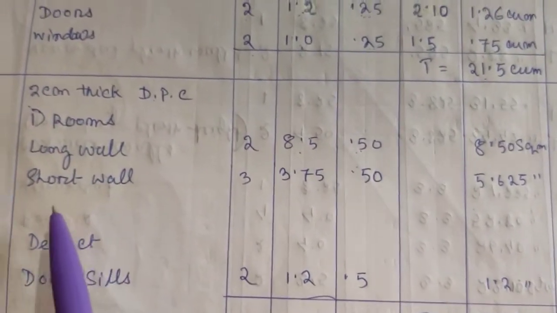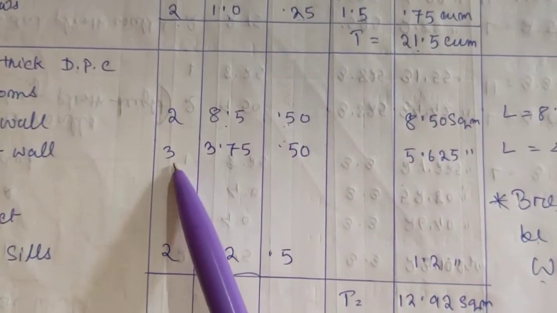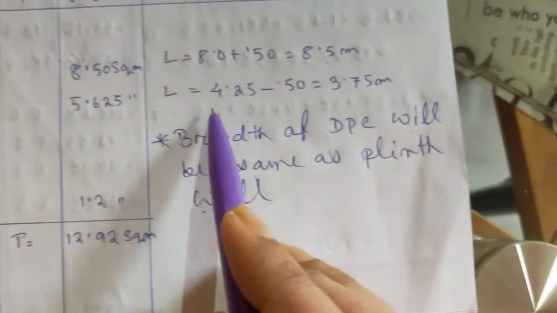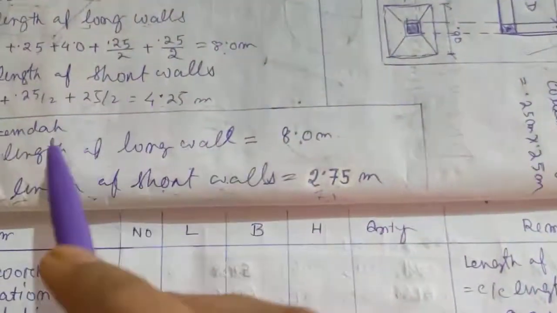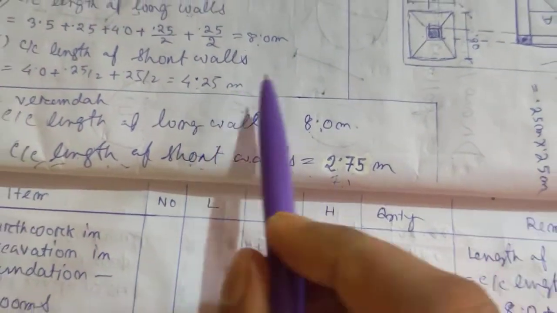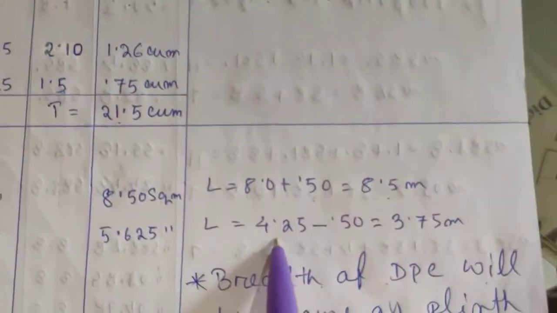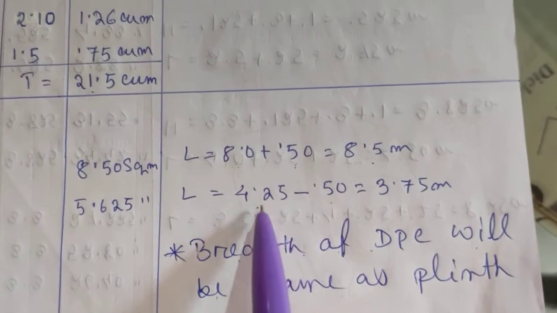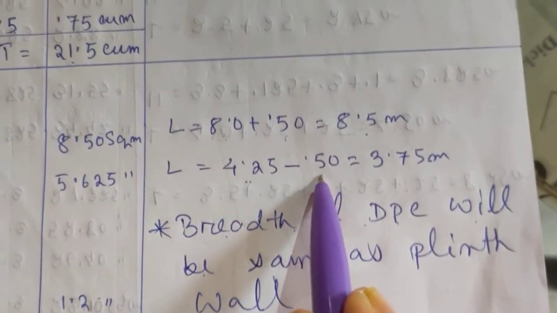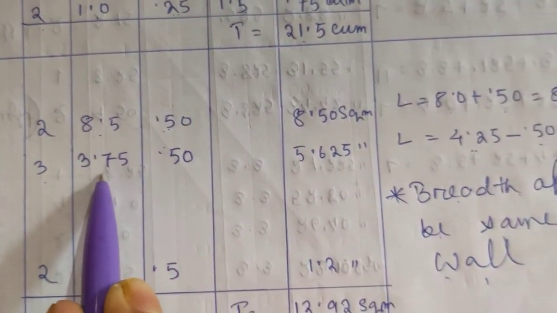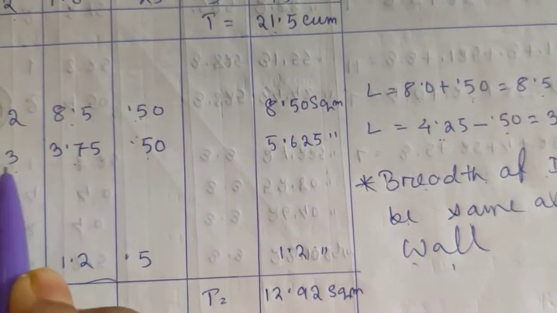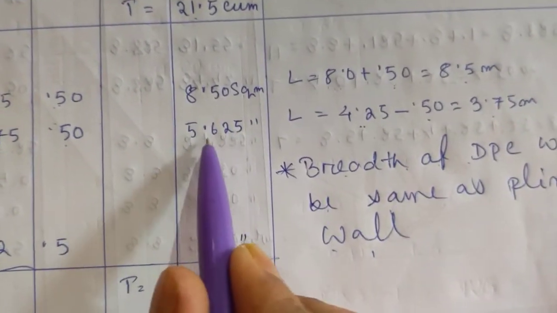Just like that for the short wall. Number of short walls for the rooms is 3. How can we find out the length of short wall? Center to center length of short wall minus the breadth of the DPC. Center to center length of the short wall is 4.25. Breadth of the DPC is 0.5. So center to center length minus 1 breadth: 4.25 minus 0.5 is 3.75, which is the length. So number of short walls is 3, 3.75 is the length, and 0.5 is the breadth of DPC. So number into length into breadth is 5.625 square meter.